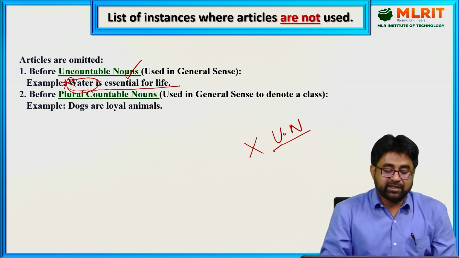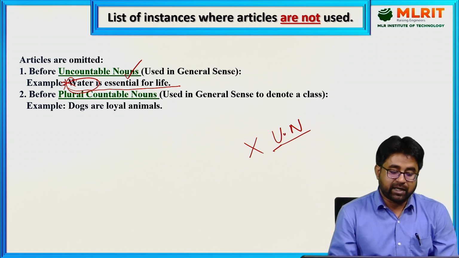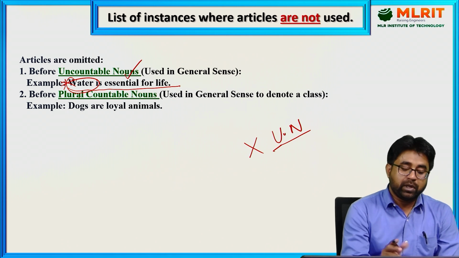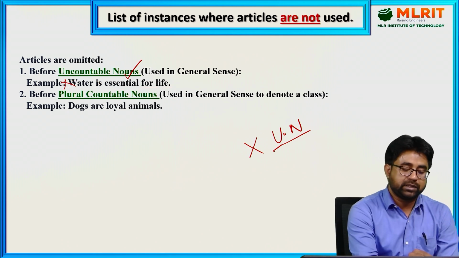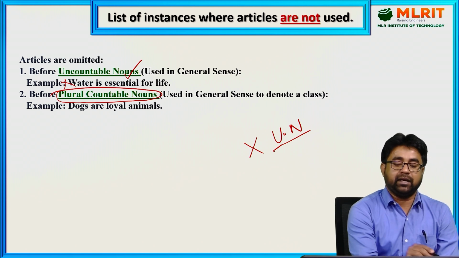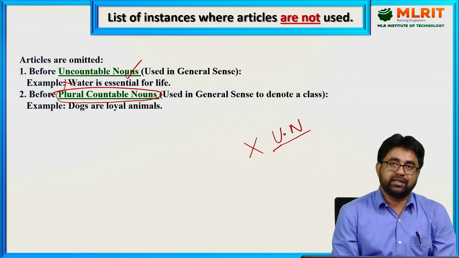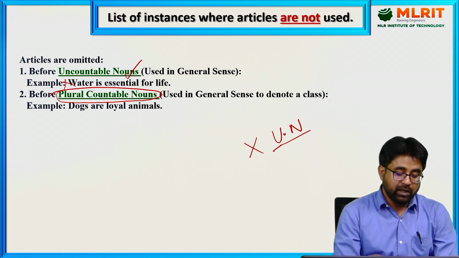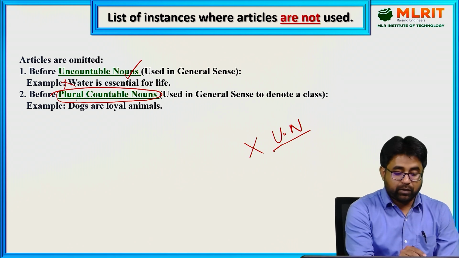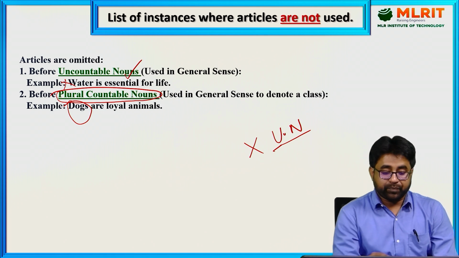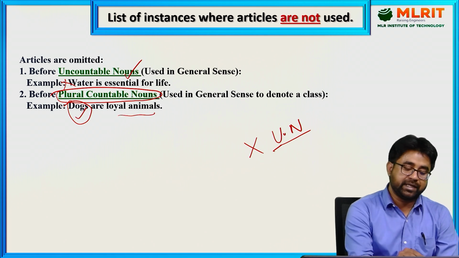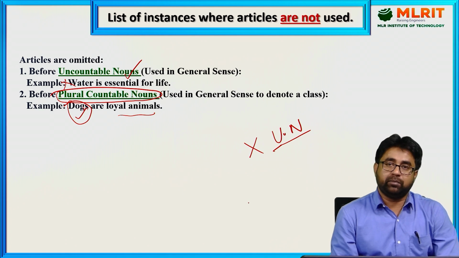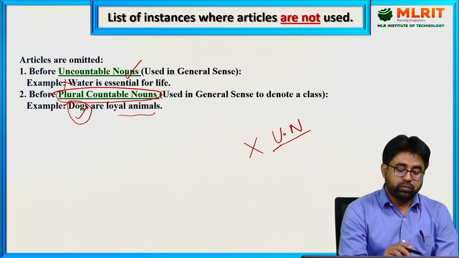The second instance where we are not supposed to use any article is before plural countable nouns. What are plural countable nouns? There are certain nouns that are plural and also countable. We can count them. For example, dogs. 'Dogs are loyal animals.' You can see what kind of noun it is. It is obviously plural, you can see the S, and also it is countable. You can count dogs. So this is a plural countable noun.